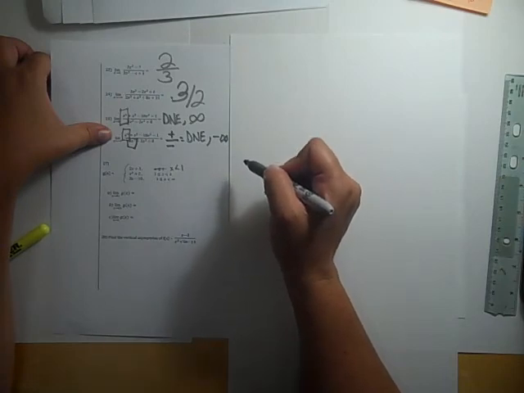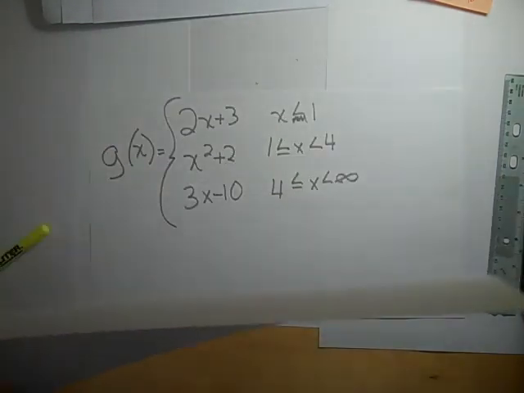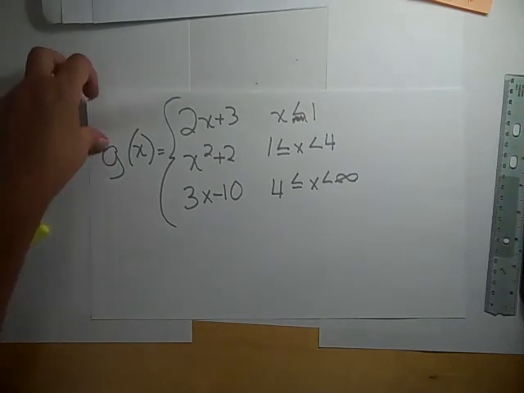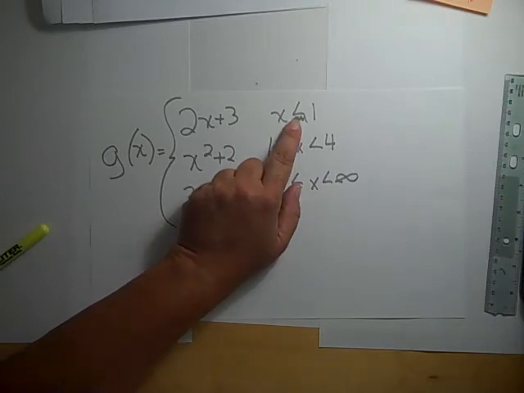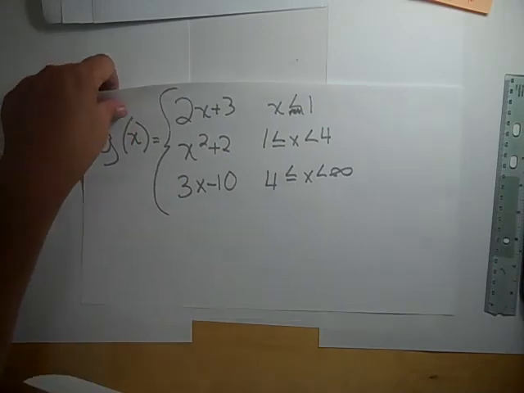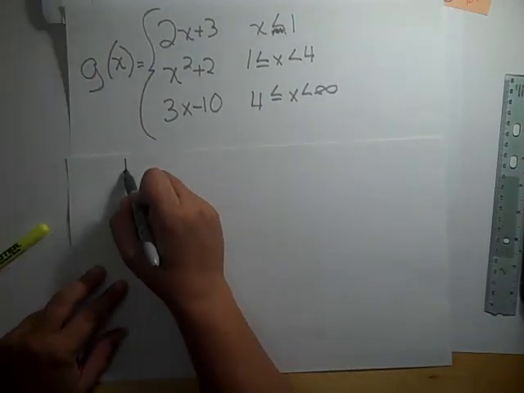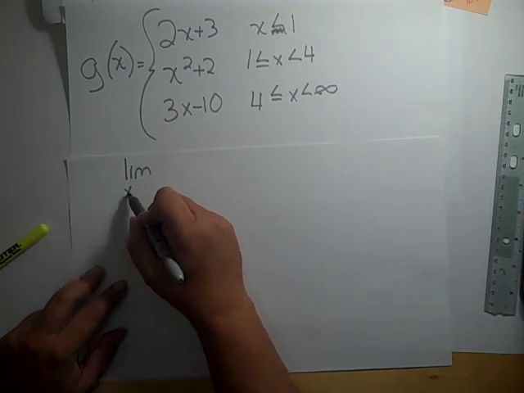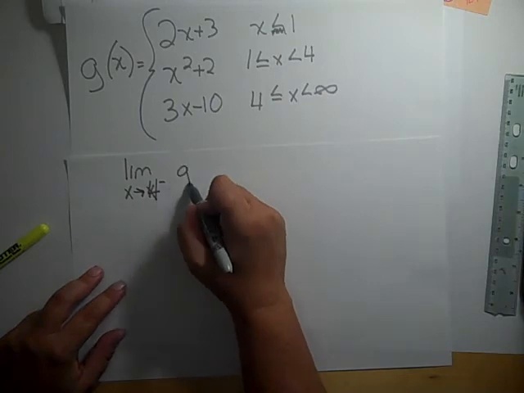Okay, let's look at 27. And 27 is another piecewise function. And, oh, there's an error. Hopefully I'll correct it before I hand you the papers. But the first part of the piecewise function should be x is less than 1. Anyway, they want to know some limits here. So what's the limit as x approaches 4 from the left of g of x?